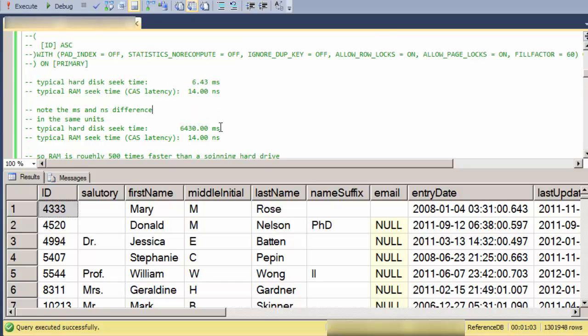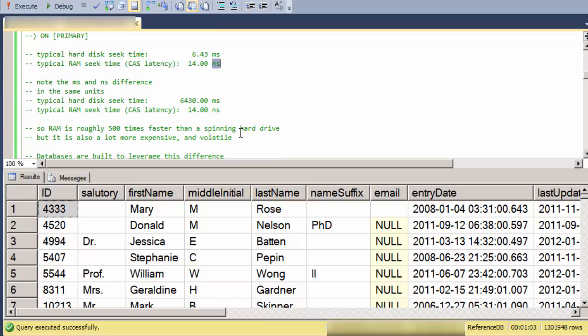And just to do the rough math here, notice that this is milliseconds and this is nanoseconds. So pretty much RAM is three orders of magnitude faster than a spinning disk. When I did the math here, it came out to roughly 500. I always just say about 1,000 times faster. And of course, it depends on your specific setup. So RAM is much faster, three orders of magnitude faster, but it has the downside that it's more expensive and it's volatile.